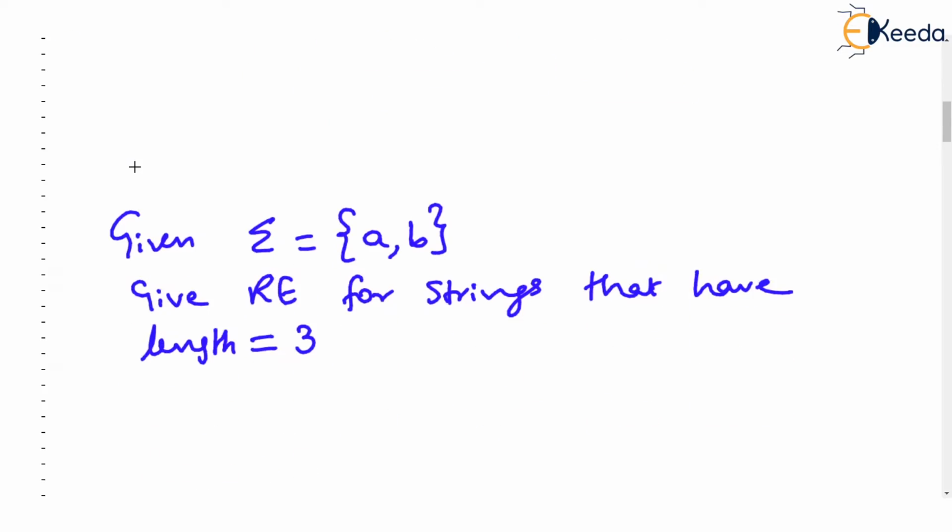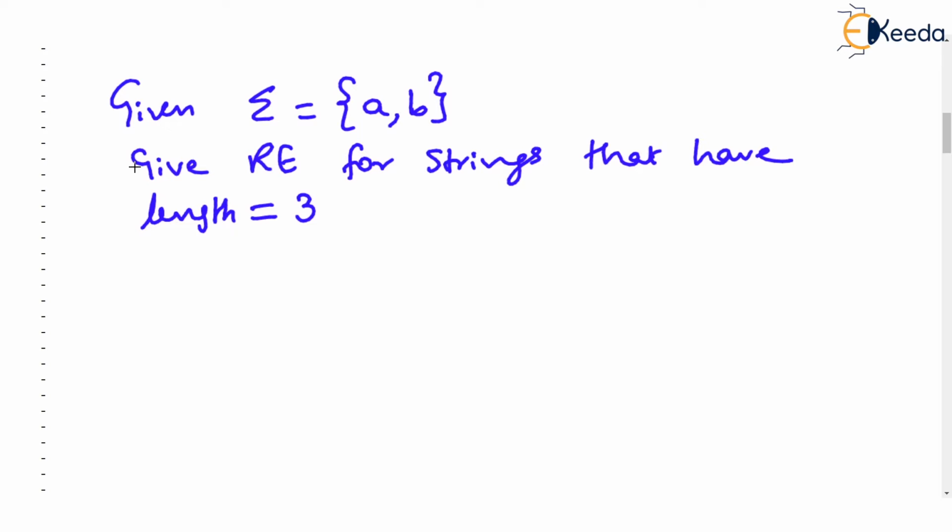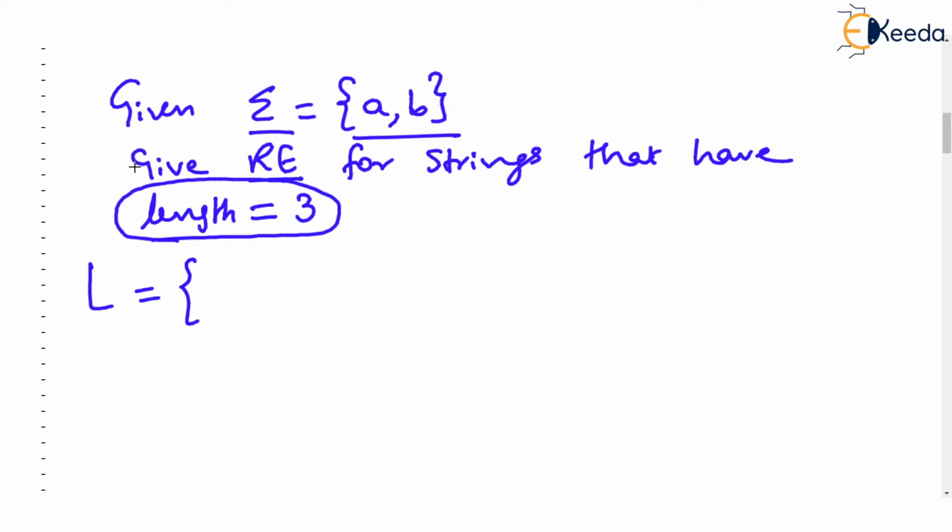Let's see more examples. Let's say we are given sigma is equal to AB. So you can make strings using A or B, and we want to make a regular expression for the strings which have length equal to 3, exactly 3. Let's see what kind of strings should be in our language. Triple A should be there. Check that we have not used B here, but this is a valid string because this is made of sigma, isn't it? And this has length exactly equal to 3.